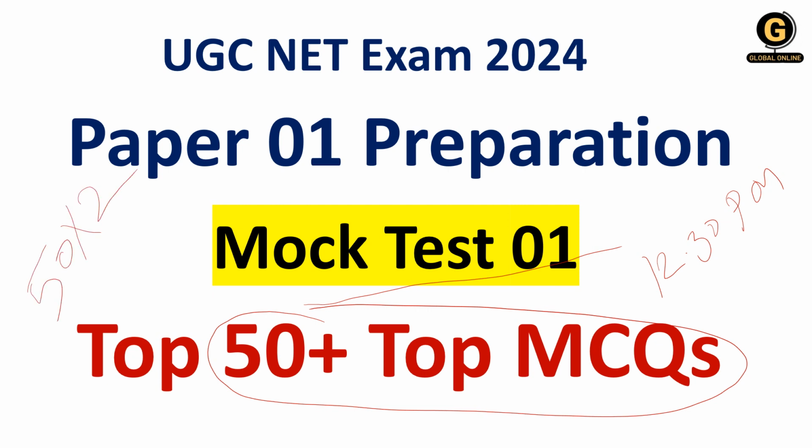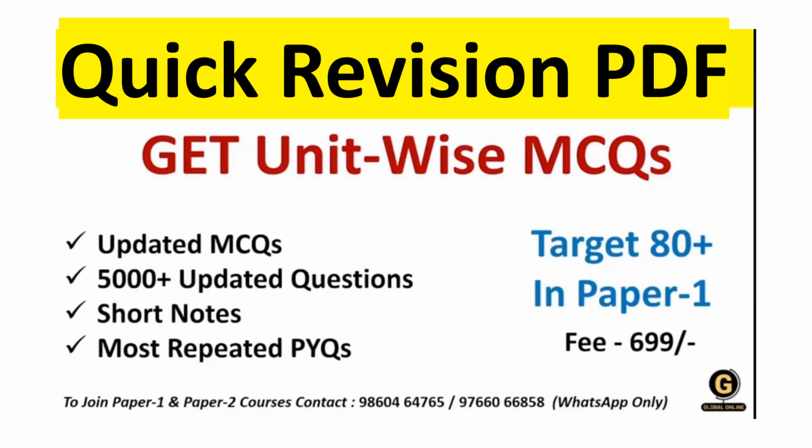Assume that every question carries 2 marks, and if your score is above 80 plus, that means your preparation for Paper 1 is complete and you don't need to do any further preparation. And if your score is below 50, then you need to give more emphasis on your Paper 1 to get a good score.